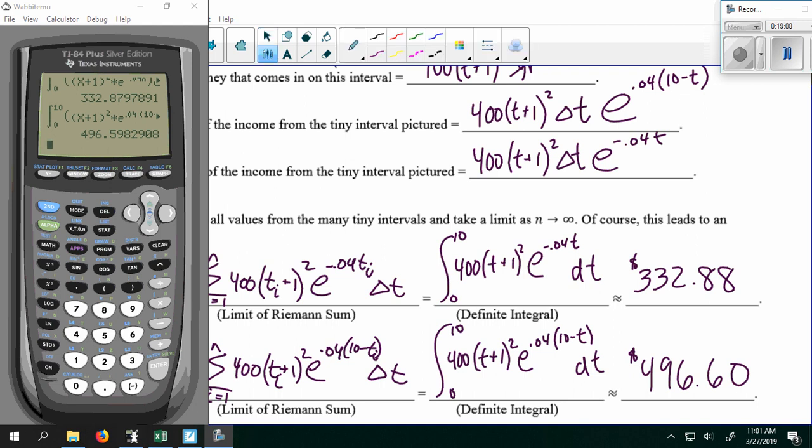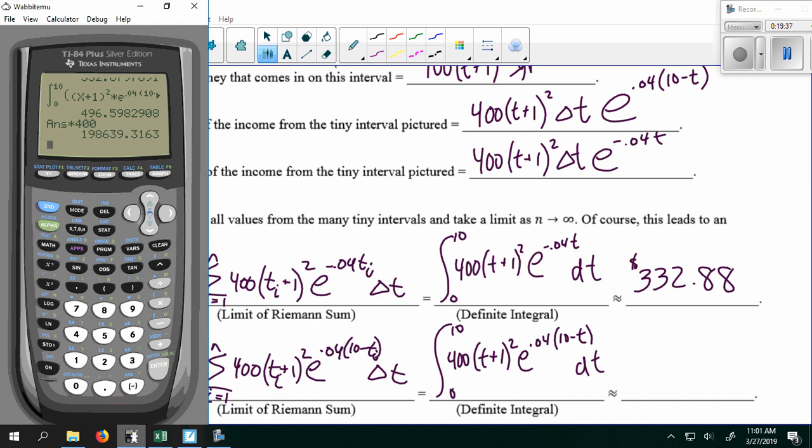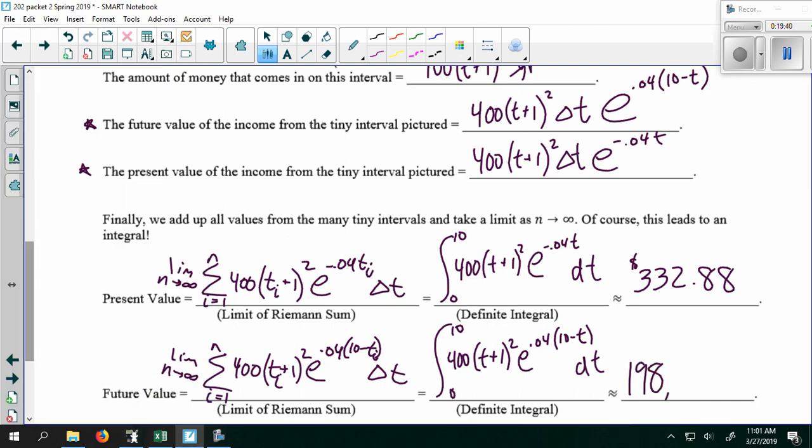Okay, I realized that I left out the 400 on both of these integrals. So multiply both of these numbers times 400, because you can just pull that right out of the integral anyway. So times 400 is much bigger, 198,639.31. That's the second one. So the value of your business after 10 years is 198,639.31.